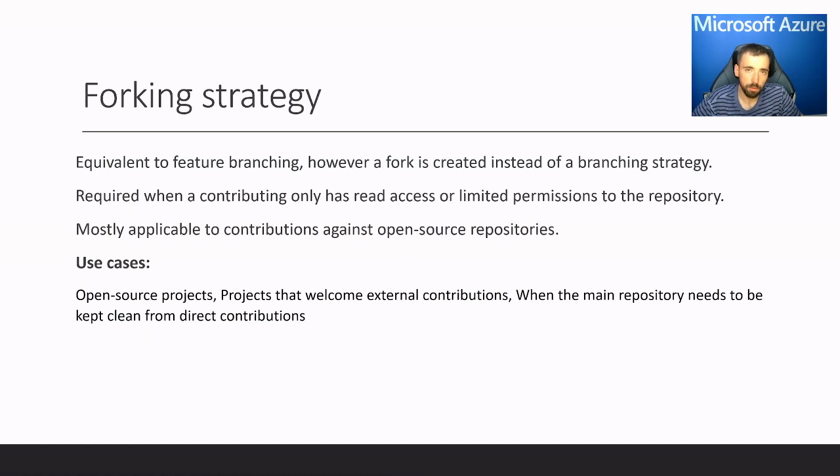And this is required when contributing, but you only have read access or limited permissions to the repository. So if there's an open source repository you come across on GitHub and you've been working with the code there, a publicly available repository, and then you decide that that repo could benefit from a change, so you want to make a contribution to that open source repository, you would use, in most cases, the forking strategy. You would create a fork, make your changes, and then create a pull request to whoever owns the repository. And this is mostly applicable for open source repositories. This is what it's most common for.